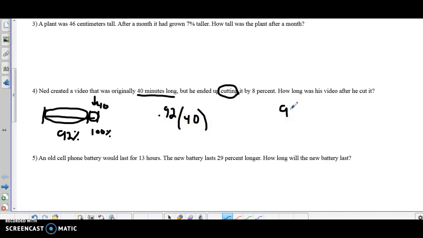And if I do that correctly, do my multiplication here, start out with 0, and then 4 times 2 is 8, 4 times 9 is 36, and there are 2 decimal spots that I have to represent, so there's 1, 2. So again, 36.8 minutes would be the length of the video.